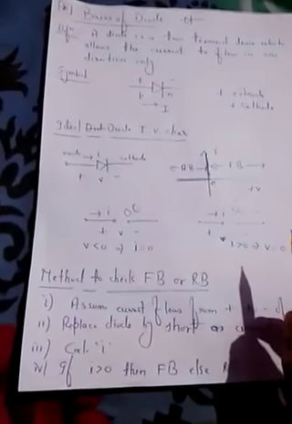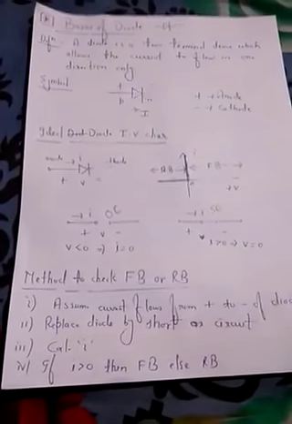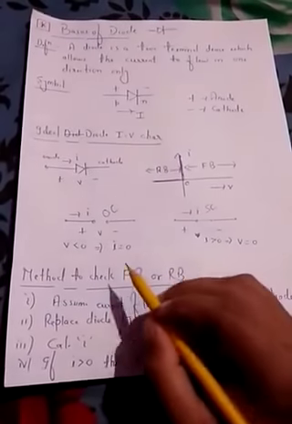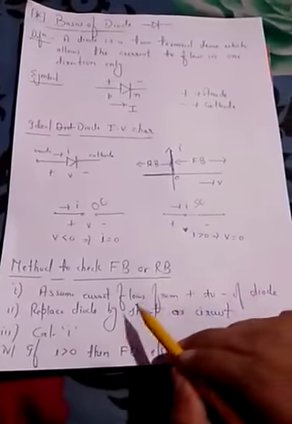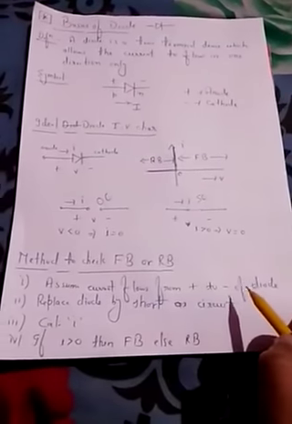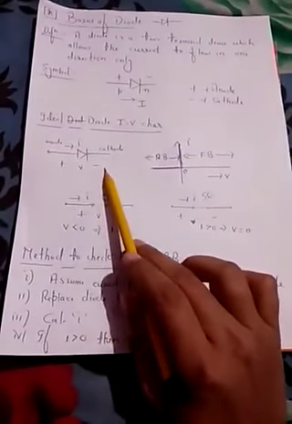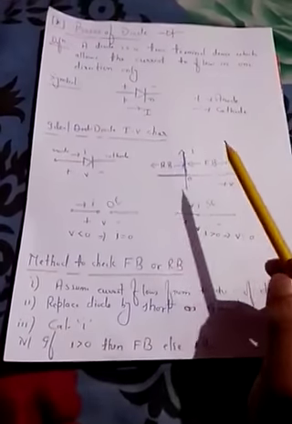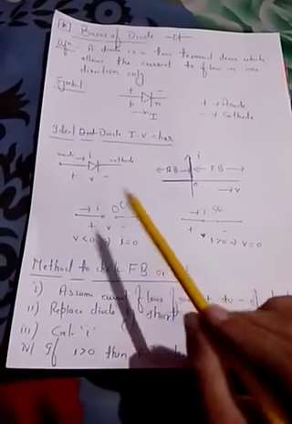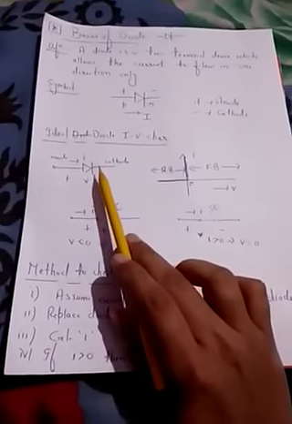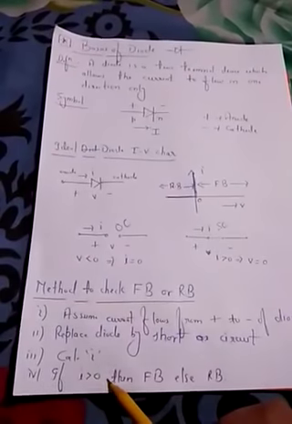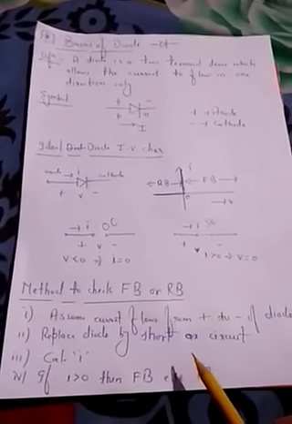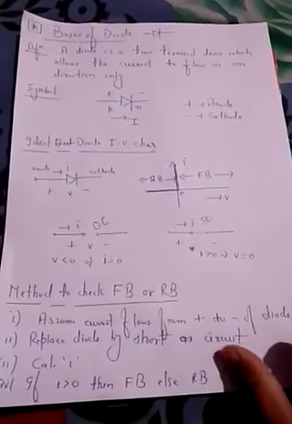So how do we find whether the diode is operating in forward bias or reverse bias? It is very simple. You have to go step by step. The first step is to assume the current flows from the positive terminal to the negative terminal of the diode. We are assuming it. Replace the diode with a short circuit. Second step: calculate I. If I is greater than 0, then it is forward bias, else reverse bias. We will learn this by some examples.